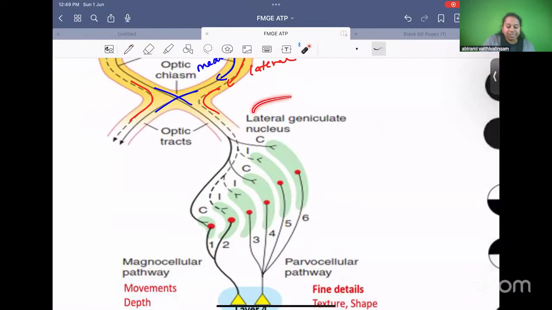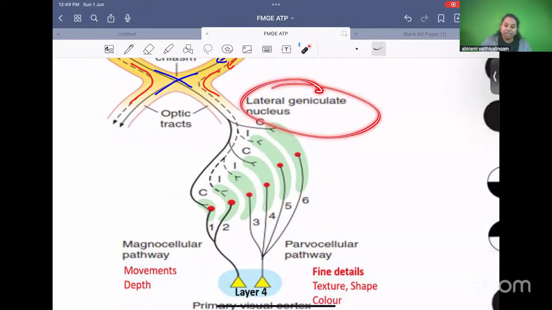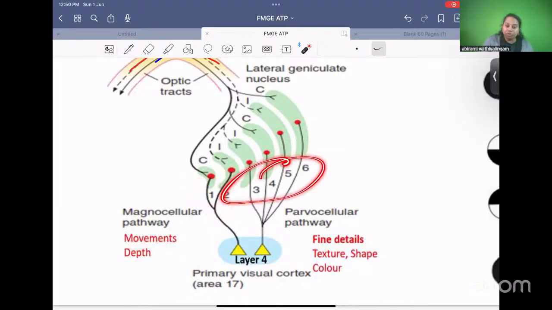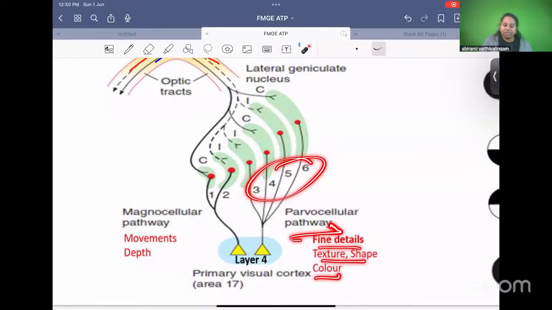Optic tract reaches the lateral geniculate nucleus of the thalamus. The lateral geniculate nucleus of the thalamus has 6 layers. Layers 1 and 2 form the magnocellular pathway. Magno means big, so it is responsible for bigger movement and bigger depth. Layers 3, 4, 5, 6 form the parvocellular pathway. Parvo means small. Parvovirus, smallest virus. So this is responsible for small details like textures, colors and shapes.